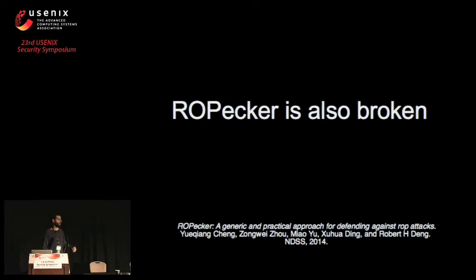So ROPecker is something that I haven't really defined yet, but it's another defense that was announced at NDSS earlier this year. And it's basically the same thing as this improved kBouncer, which I just mentioned to you. There are some ways in which it's different, but those differences only let you mount more powerful attacks. You can think of this as also a complete break on ROPecker. You can see our paper for more details on how we can improve our attacks to especially break ROPecker.